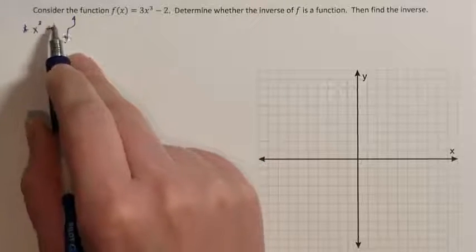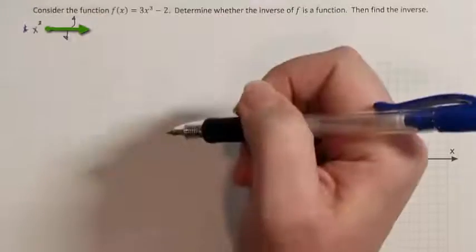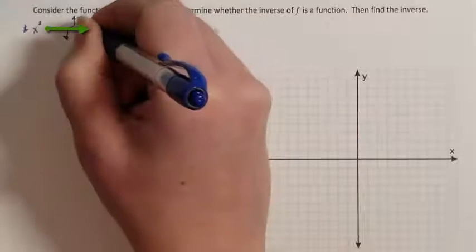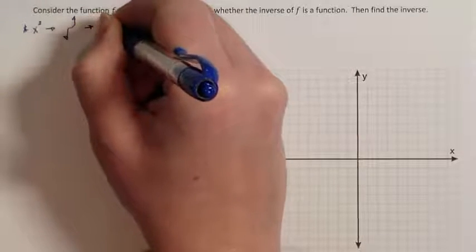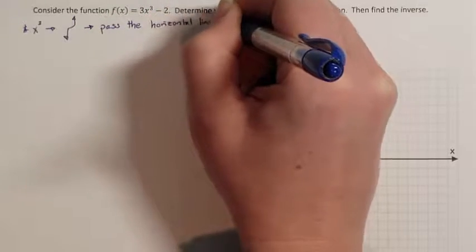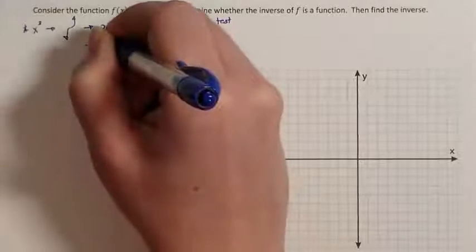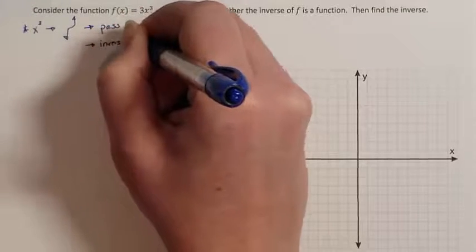Now I need to determine, does this pass the horizontal line test? Anywhere I draw a horizontal line, will it cross the graph twice? It does not, so this does pass the horizontal line test. And since it passes the horizontal line test, that means that the inverse, when we graph it, is going to be a function.